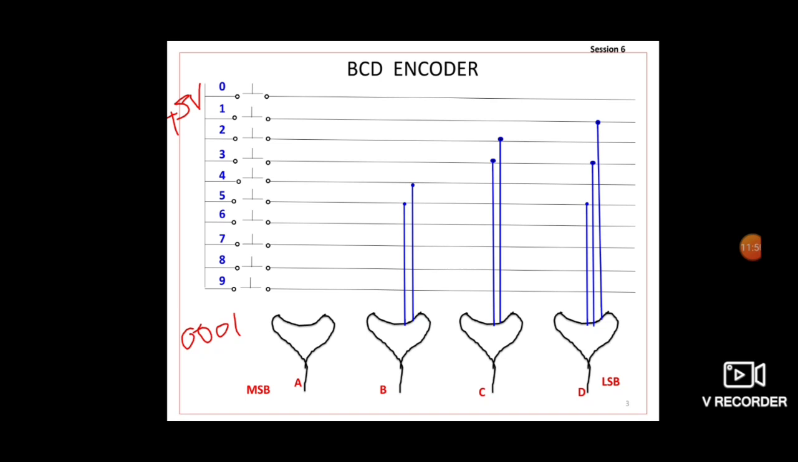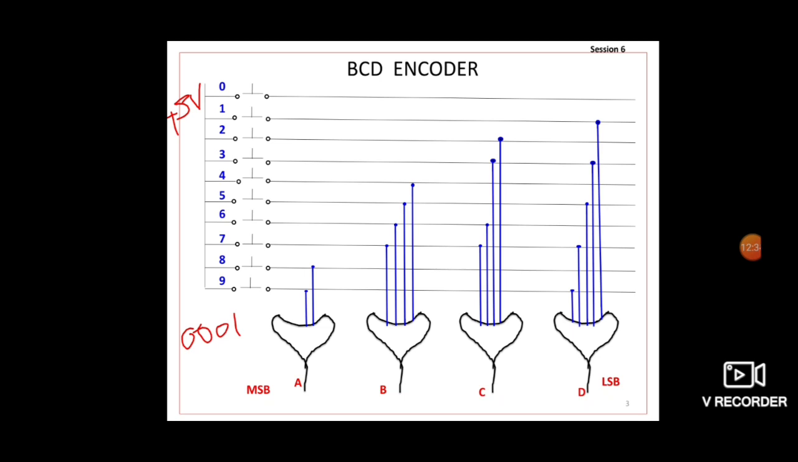Now see 6. If 6 is pressed, 0 1 1 0 means B and C are connected to the 6 switch. 7: 0 1 1 1 means B, C and D OR gates are connected to the 7 switch. Okay, what is the binary number of 8? 1 0 0 0. So the A OR gate is connected to 8, and the remaining are open at the time of 8. If 9 is pressed, 1 0 0 1 means A and D are connected to the 9 switch.